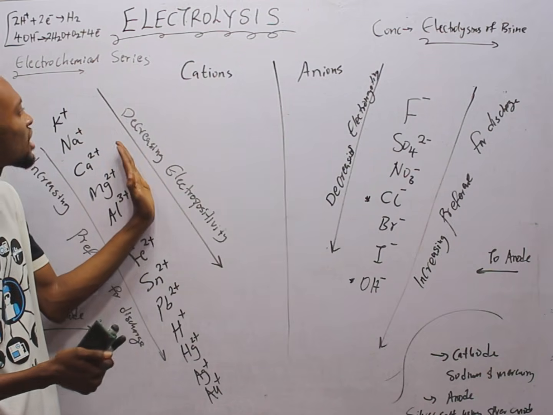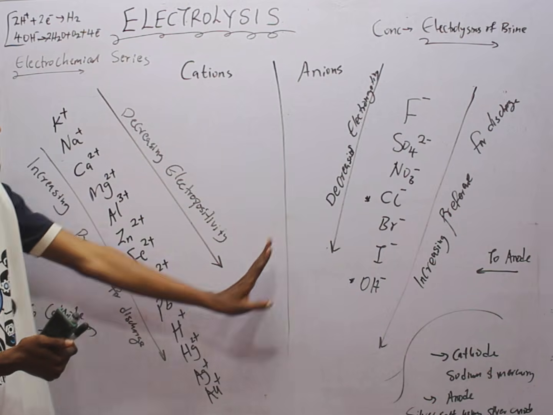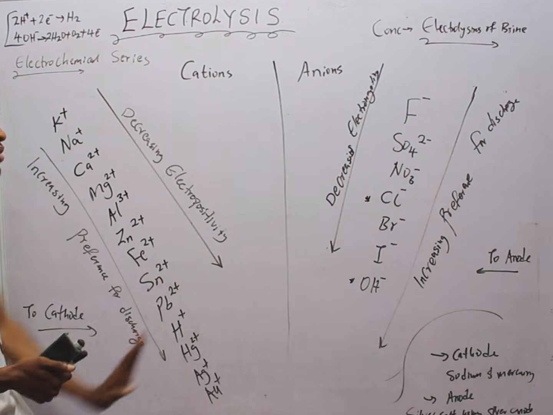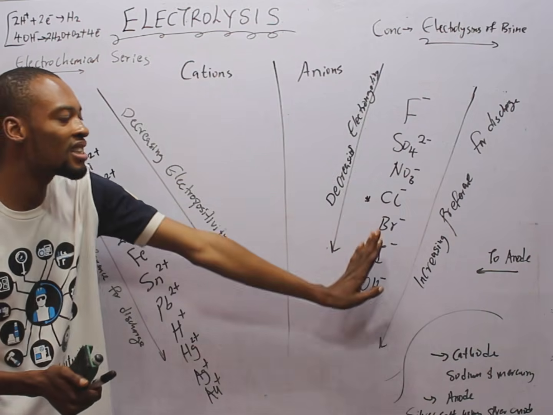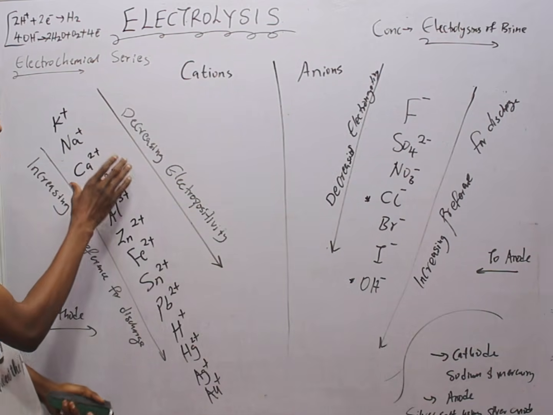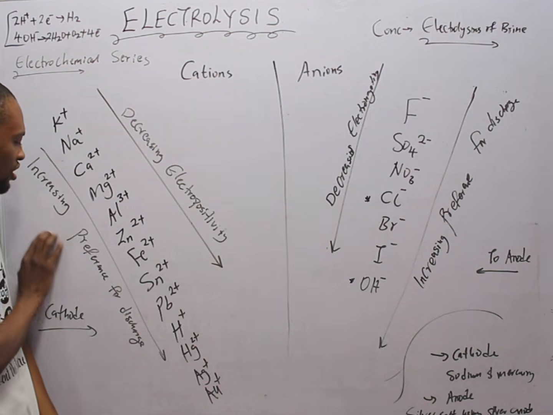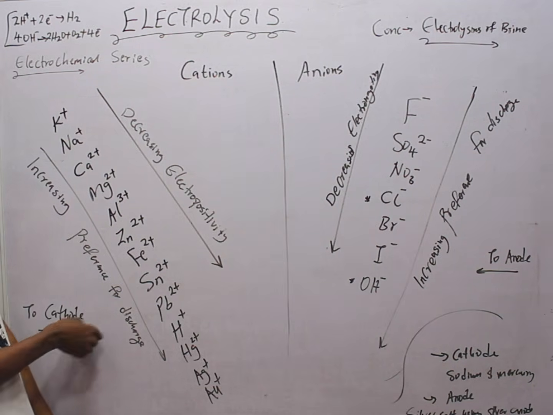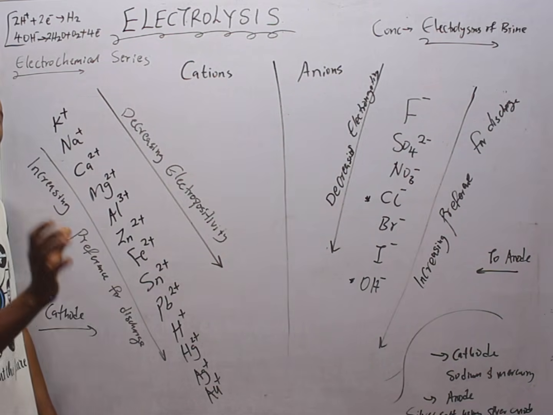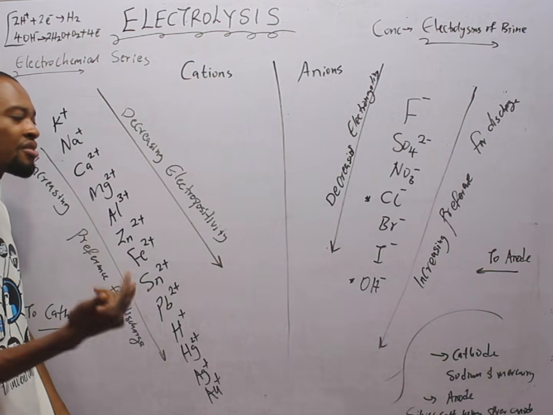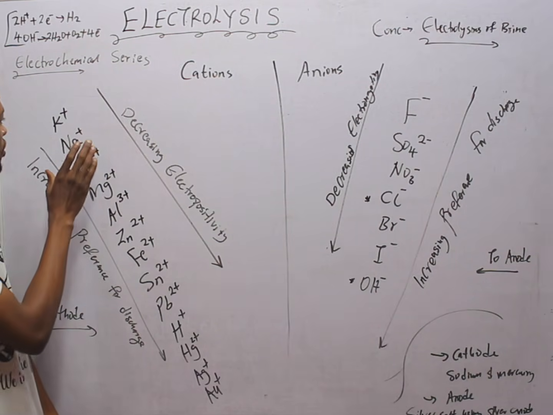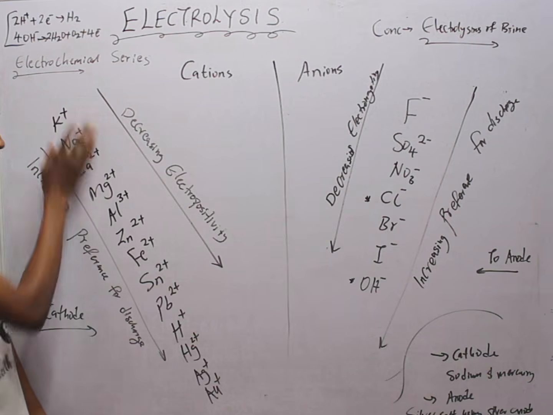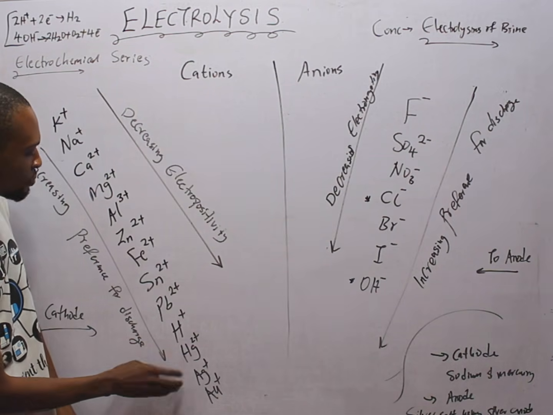Let me explain the electrochemical series. This is the electrochemical series. Here are cations, positive ions. Here, anions, negative ions. At the cations, this is the increasing preference for discharge. Remember that the positive ions migrate to the cathode. Anode and cathode are the electrodes, electric rods. This is increasing preference for discharge, meaning this is higher, this is lower. The lower will be discharged.